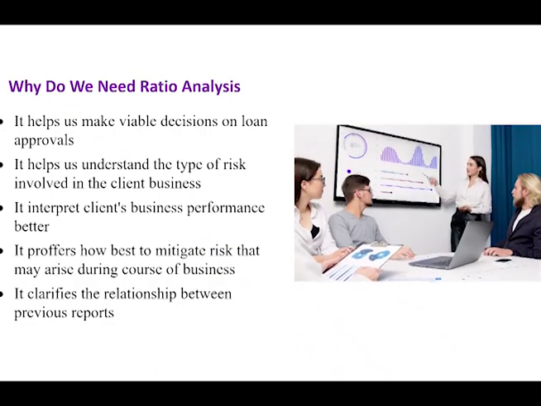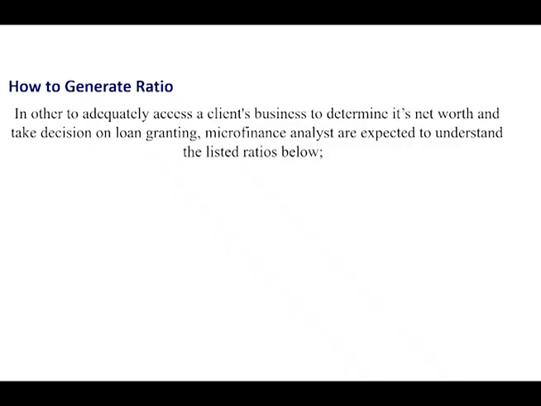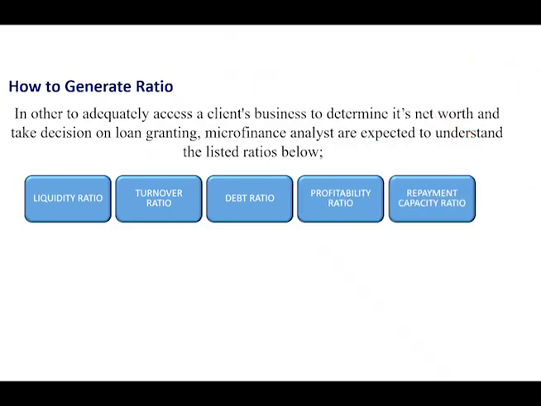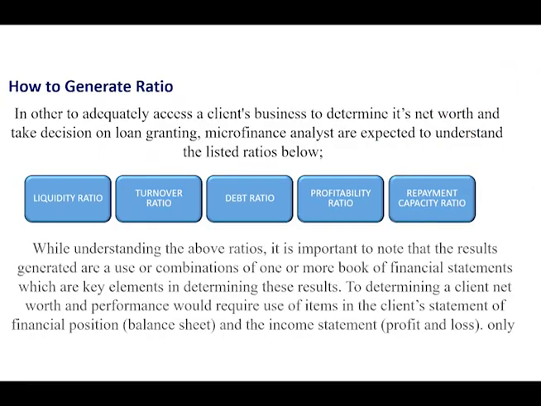The next thing we are going to be talking about is how to generate ratios. In order to adequately assess a client's business to determine its net worth and take a decision on loan granting, a microfinance analyst is expected to understand the listed ratios below: liquidity ratio, turnover ratio, debt ratio, profitability ratio, and repayment capacity ratio. You don't expect a microfinance institution to have a repayment capacity ratio when it is not repaying a loan as a customer. This is the main reason why all these categories of ratio focus on the customer's books.